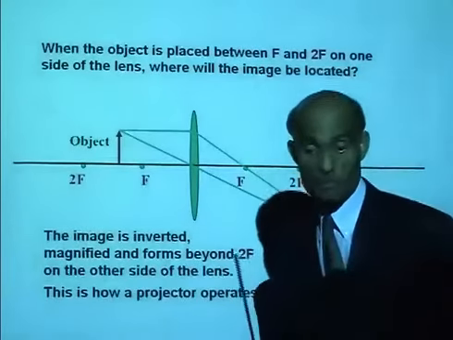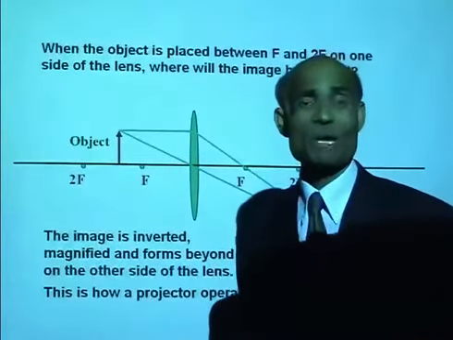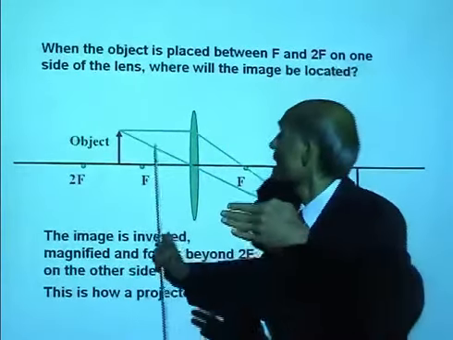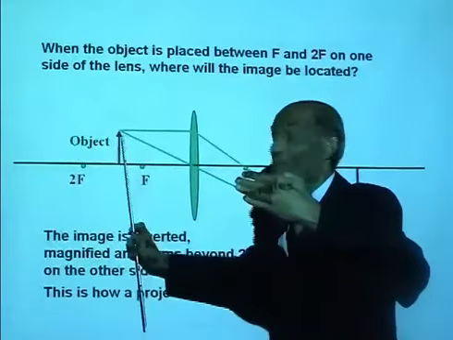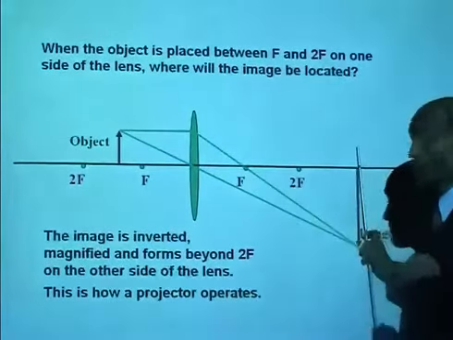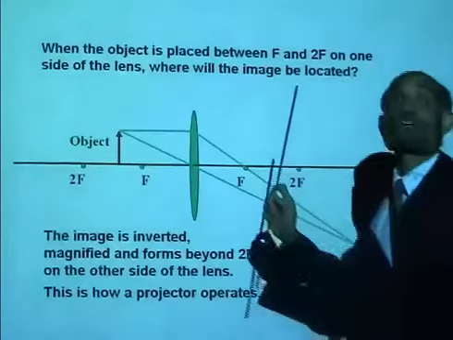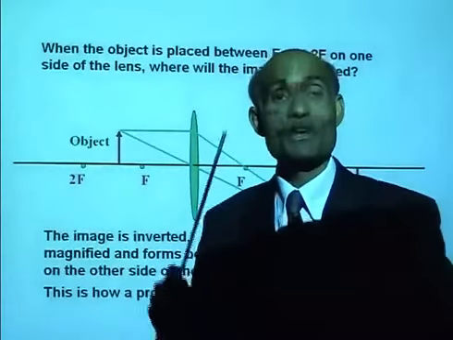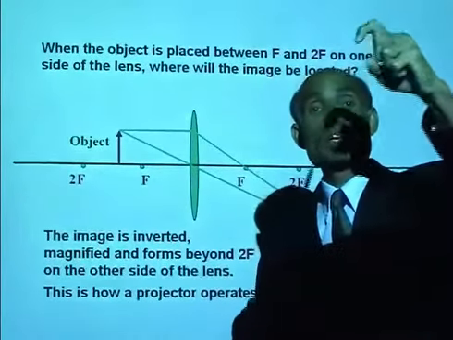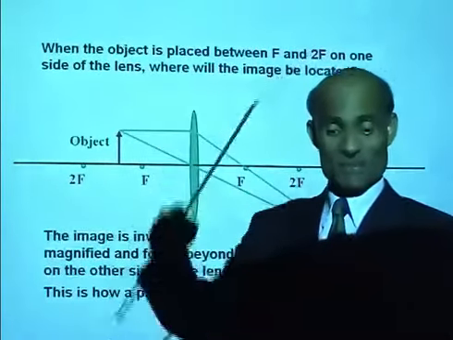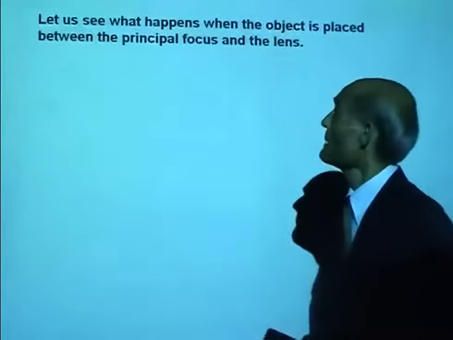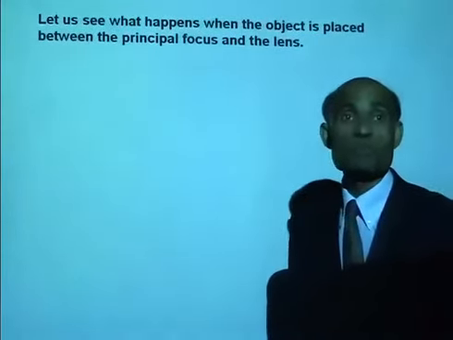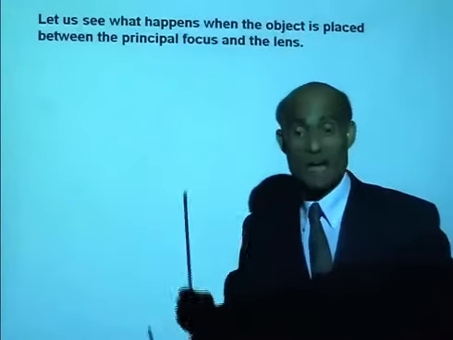Now, this is how a projector works. When you put a film slide between f and 2f of the lens, the image is formed beyond 2f on the screen, which will be much bigger and inverted. So in order to see the image erect, you must keep the object upside down. Okay. Let's now see what happens when the object is placed between the principal focus and the lens.